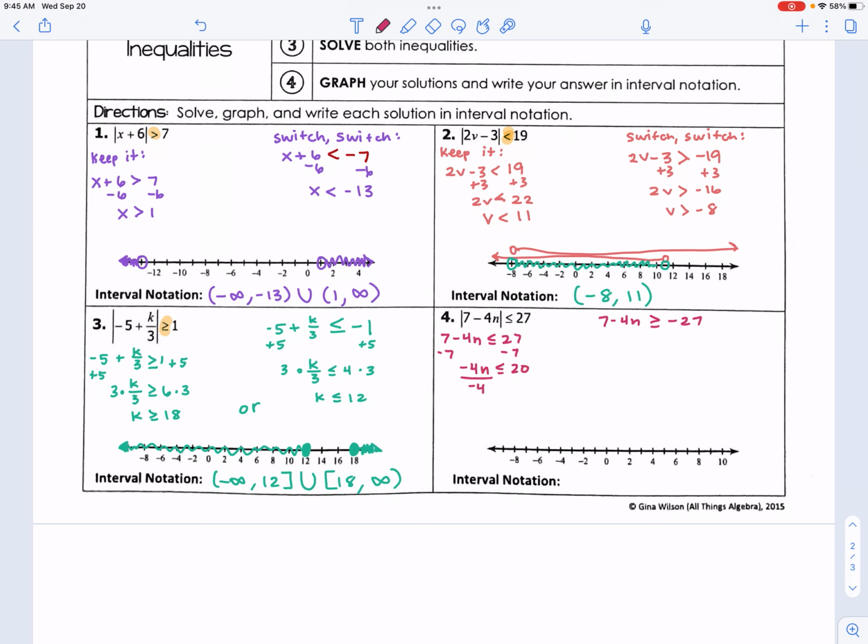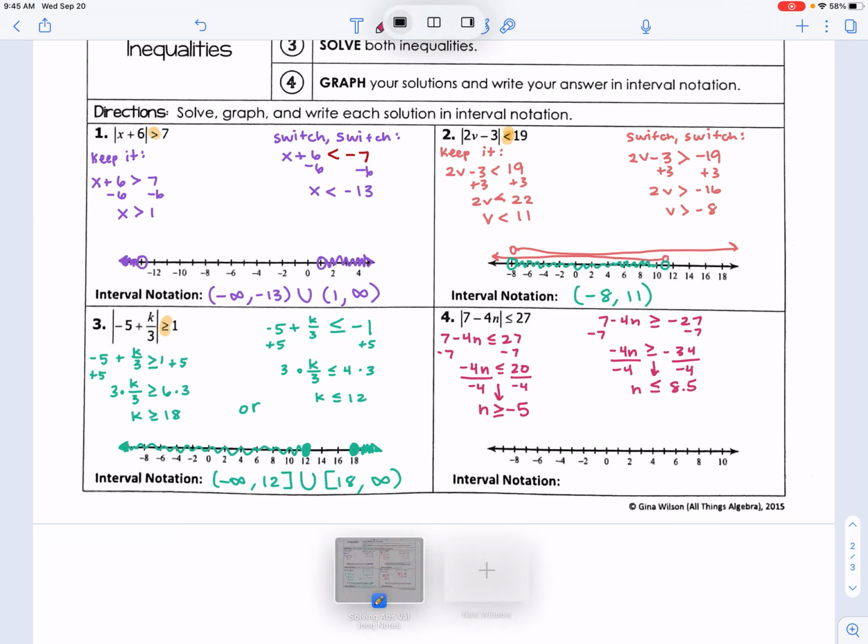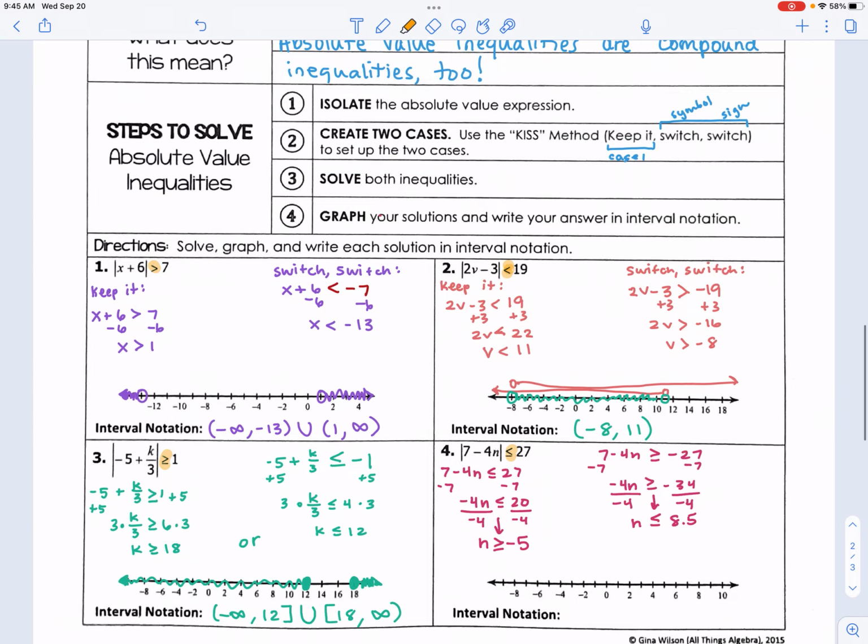Now be careful here. We are dividing both sides by a negative number. So we need to flip that symbol here. That becomes n greater than or equal to negative 5. Subtract 7 over here. We get negative 4n is greater than or equal to negative 34. And again, we're dividing by a negative number. So we need to flip that symbol. I'm going to leave that as a decimal just because it's easier to graph a decimal on a number line than a fraction.